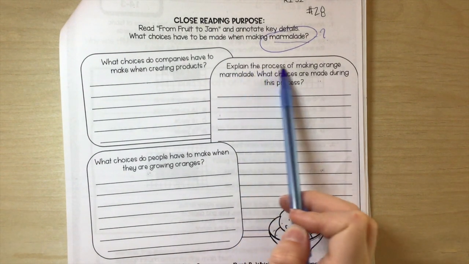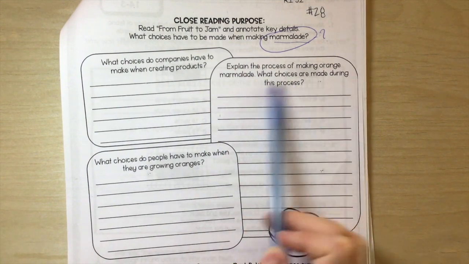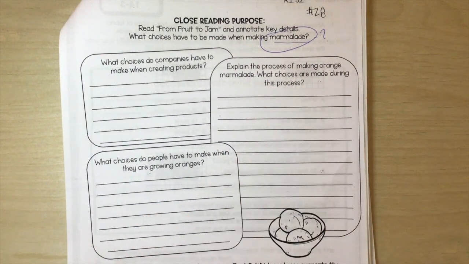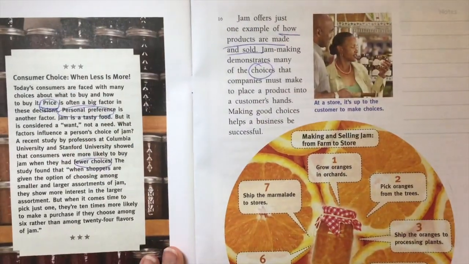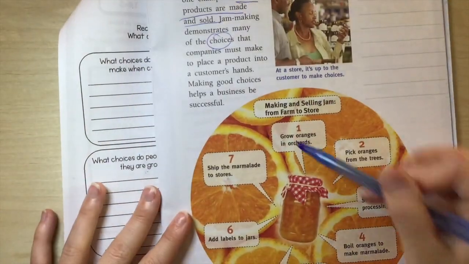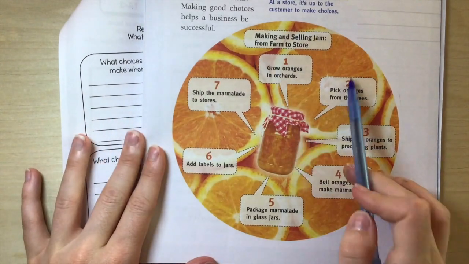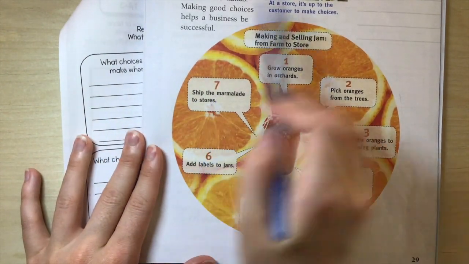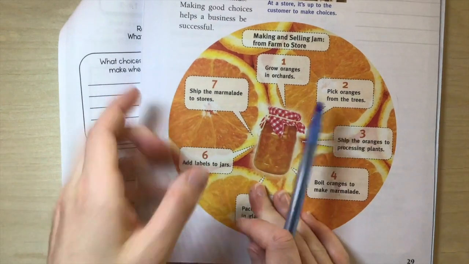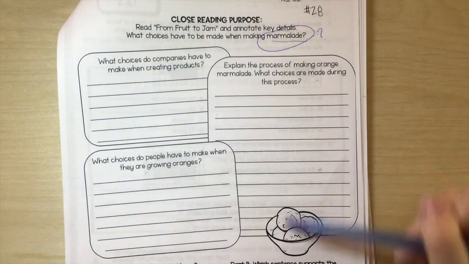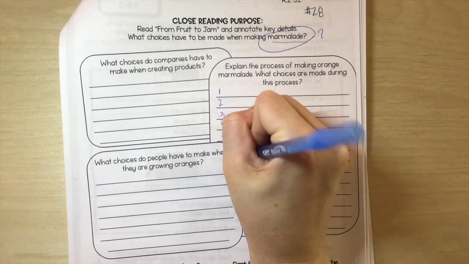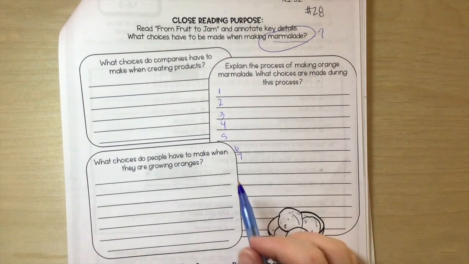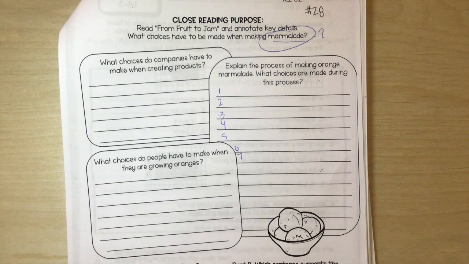And then the last one, explain the process of making orange marmalade. What choices have to be made during this process? What I would do is I would use the handy dandy graphic feature on page 29 and write down the steps. 1, 2, 3, 4, 5, 6, 7. Write down the steps. And then write down some choices. Go.